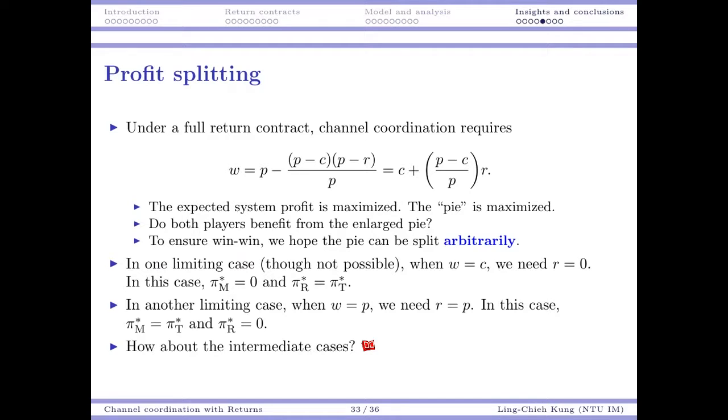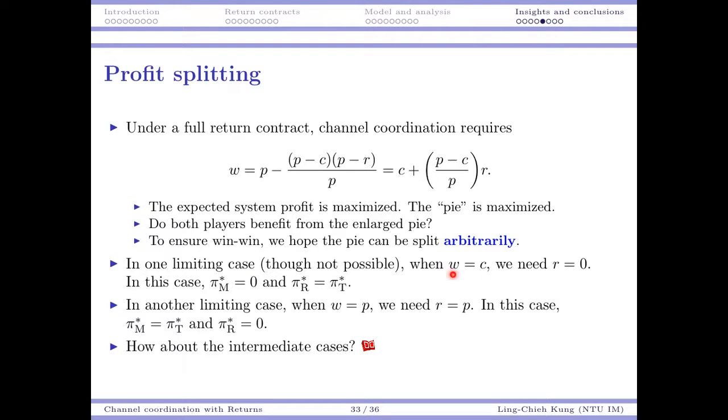And then we are hoping that the system profit can be split between the two players in any way we like, or arbitrarily, okay? So that's what we want. We know we are able to make the pie maximized. We know we can get the efficient pie, and then we ask whether this pie can be split arbitrarily or not. To answer this question, let's first look at two limiting cases.